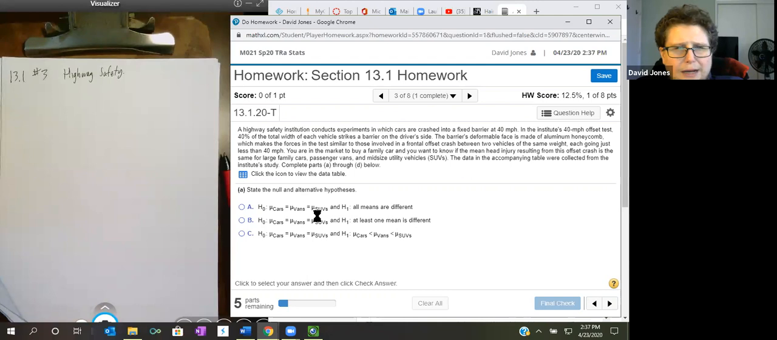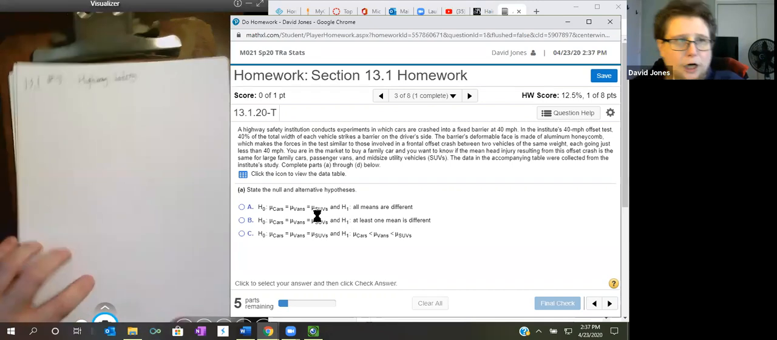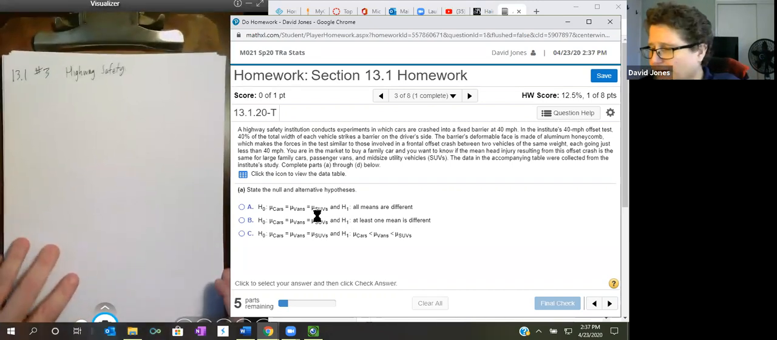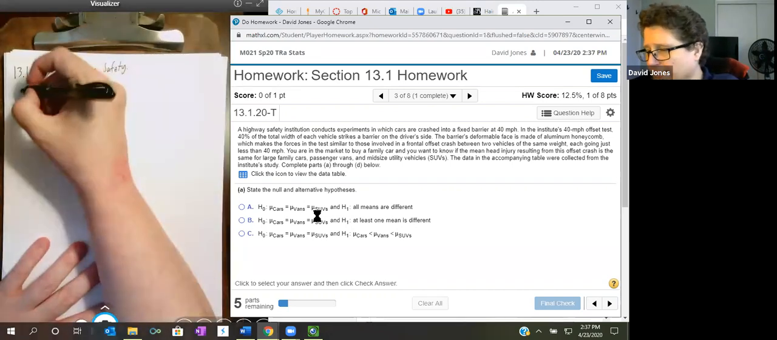You are in the market to buy a family car and you want to know if the mean head injury resulting from this offset crash is the same for large family cars, passenger vehicles, or passenger vans, and mid-size utility vehicles, SUVs. The data in the accompanying table was collected from the Institute. Complete parts A through D. Part A is identify the null and alternate hypothesis.